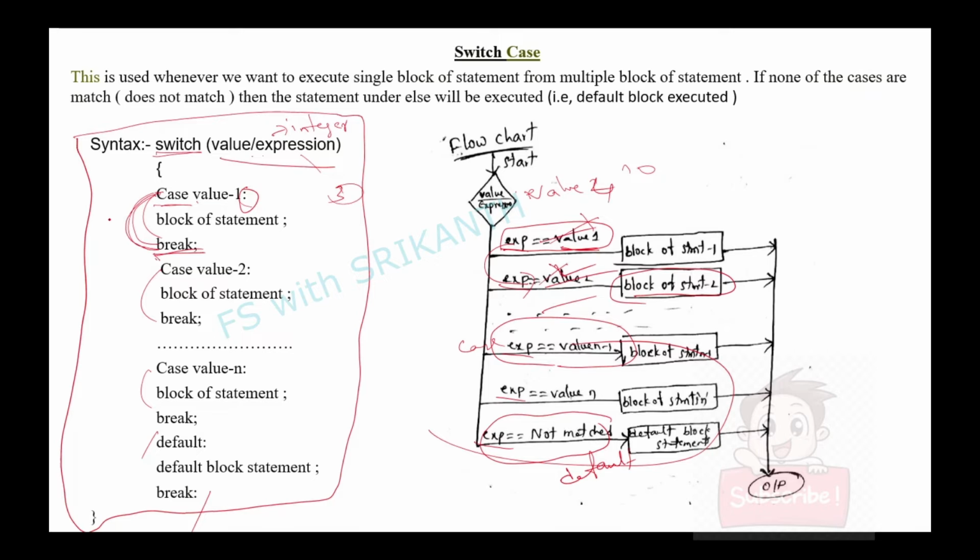So there are plenty of cases: case 1, case 2, case n, and this is the default block. Based on the user's expression value, it will be evaluated. The user may have multiple options. In this, there are 10 cases. If the user requires the 10th one, he can directly switch to the 10th case, and that block of statements will be evaluated. That is one of the great things in switch case. So you understood, I think.